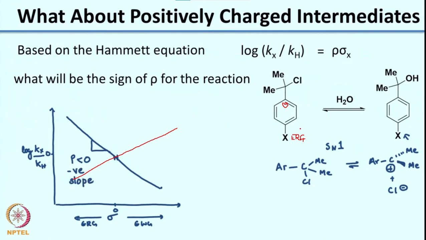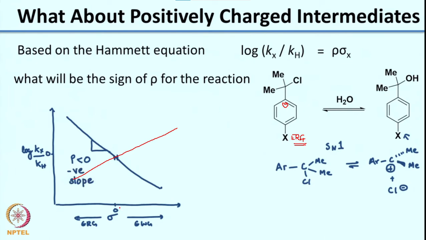That means this electron releasing group will stabilize this one. That means the rho value will be higher in the case of an electron releasing group. But to avoid confusion, we always take negative for electron releasing group and positive for electron withdrawing group, but the magnitude will be high for the electron releasing group.